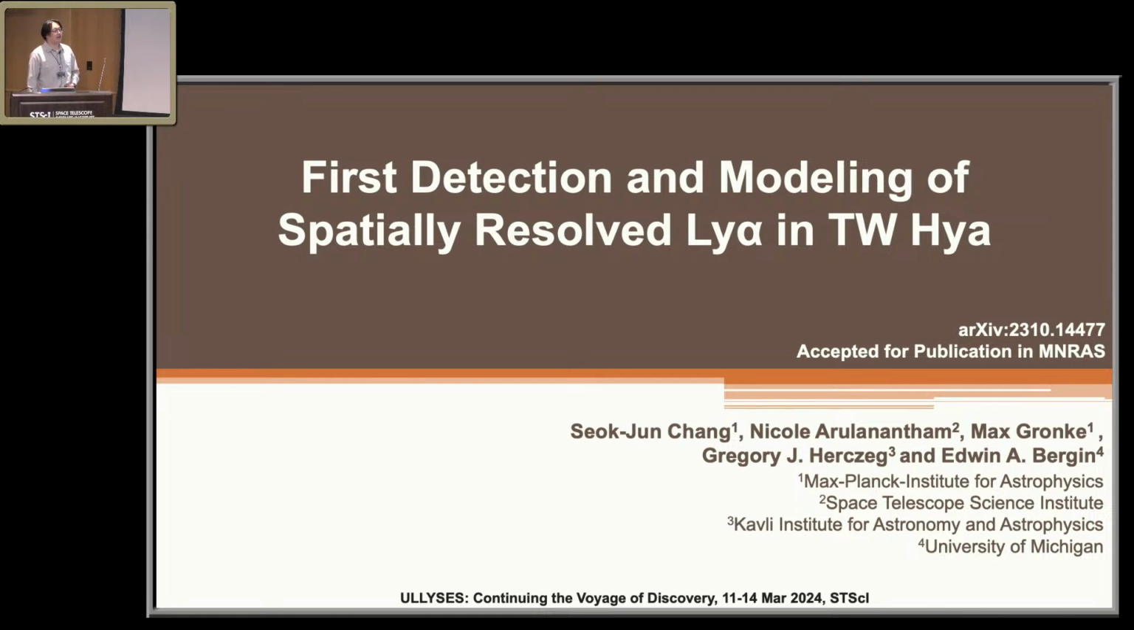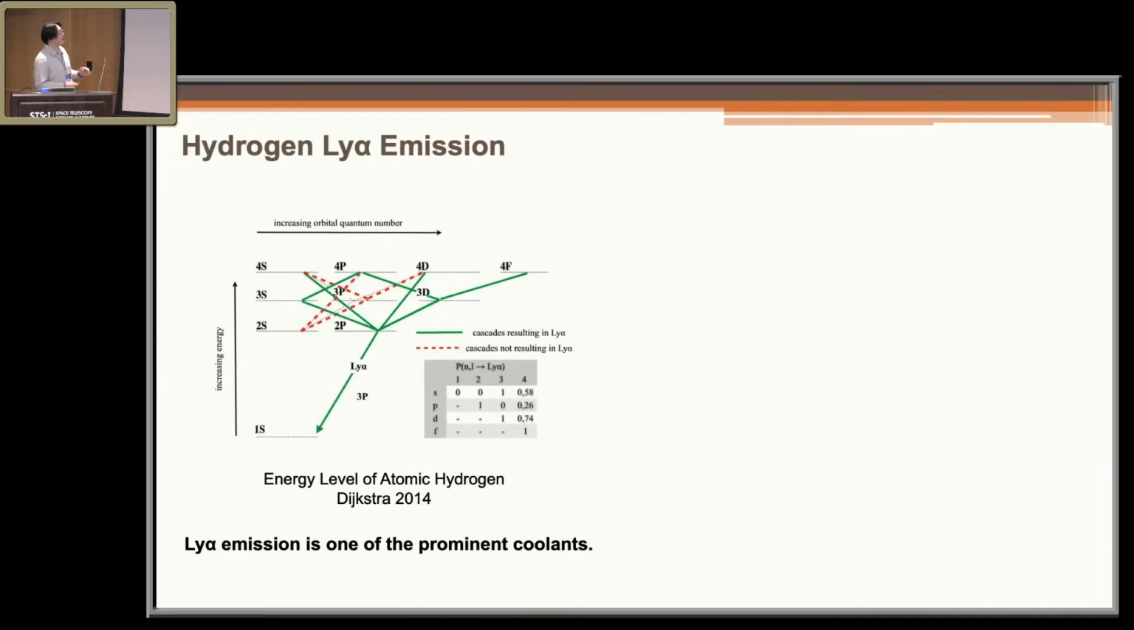Thanks for having me. I'm a postdoc at the Max Planck Institute for Astrophysics in Garching, next to the ESO. Today I'm going to talk about the first detection and modeling of the spatially resolved Lyman alpha in TW Hydra. In previous talks, especially Nico's talk, they emphasized why Lyman alpha is important. Other talks this morning also emphasized that UV radiation is crucial to understand T Tauri star systems. In my talk, I'm just focusing on Lyman alpha because it dominates the UV radiation of T Tauri stars. First of all, a basic introduction about Lyman alpha.